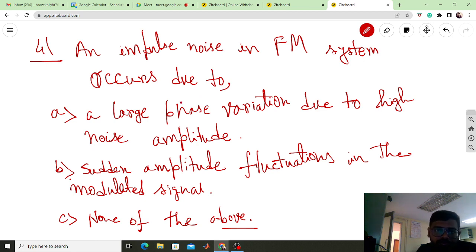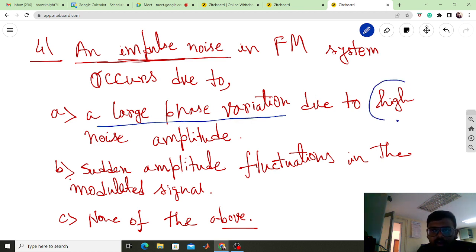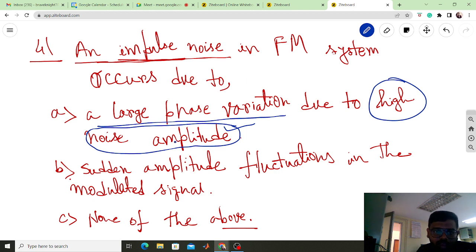So the point was there is an impulsive noise sort of thing in the FM system. If there is a large phase variation due to high noise amplitude here, this high noise amplitude will give an impulsive sort of noise there. So this is called the click noise.